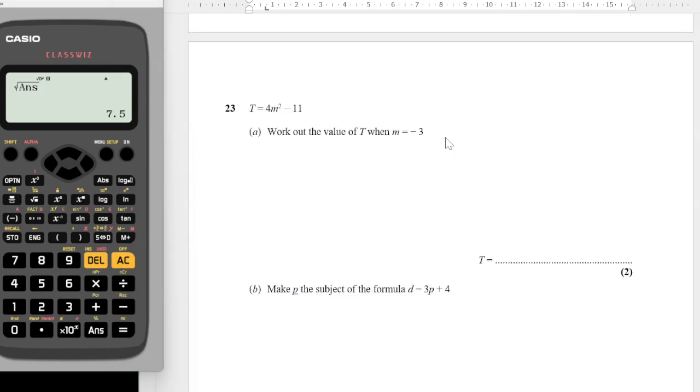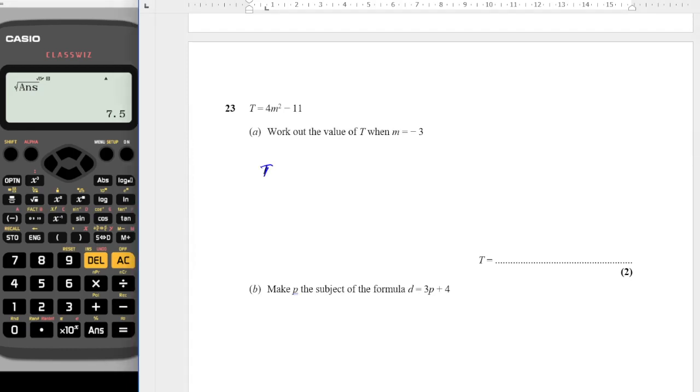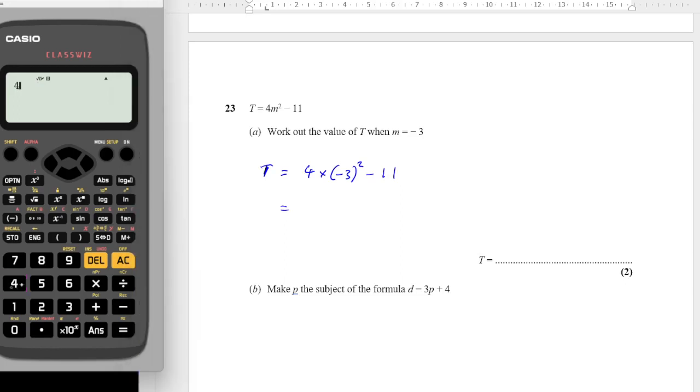Okay, work out the value of t when m is equal to minus 3. So t is going to be equal to, and I'm going to write down the substitution, 4 times by minus 3 in a bracket squared, because we're using a negative, so I always substitute a negative in brackets. And then I can just do that on my calculator. So 4 times by minus 3 squared minus 11 gives me the value 25.